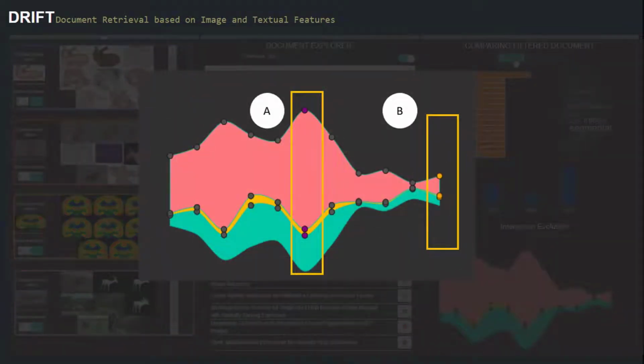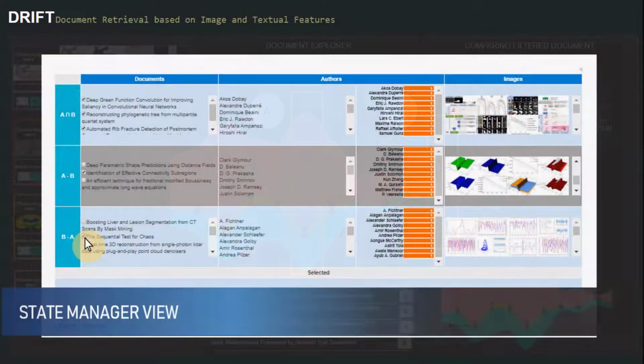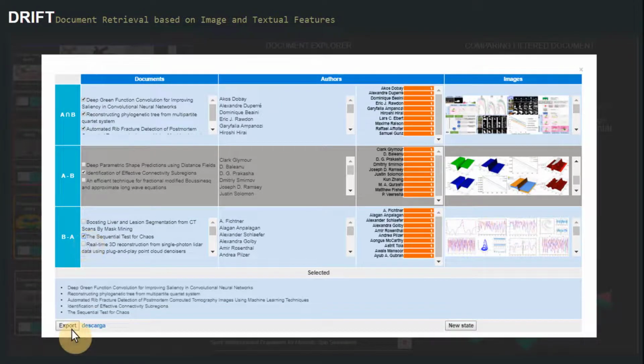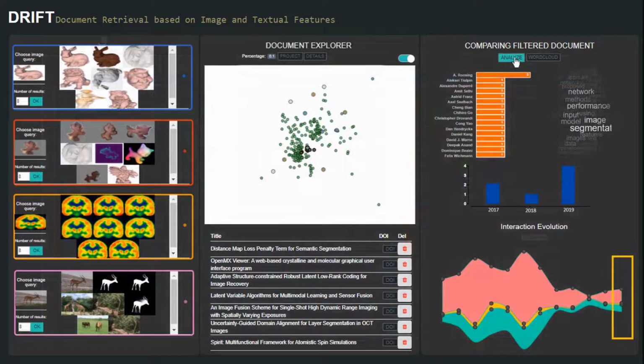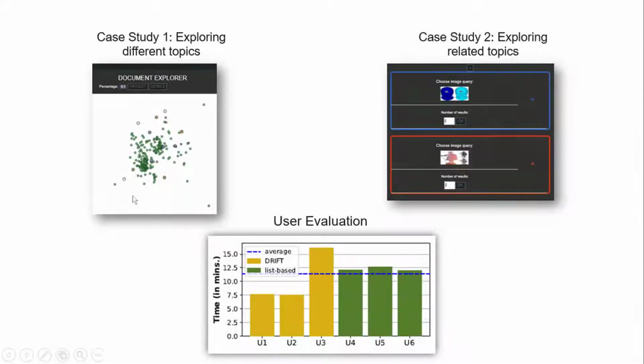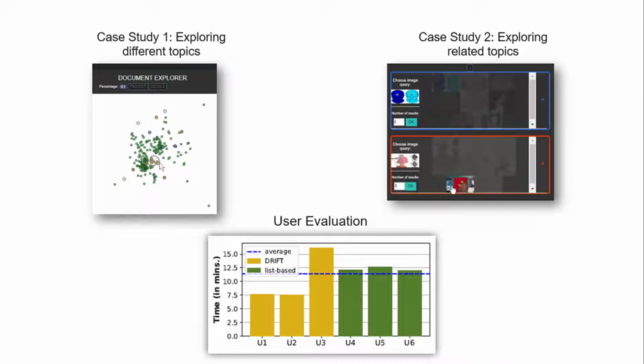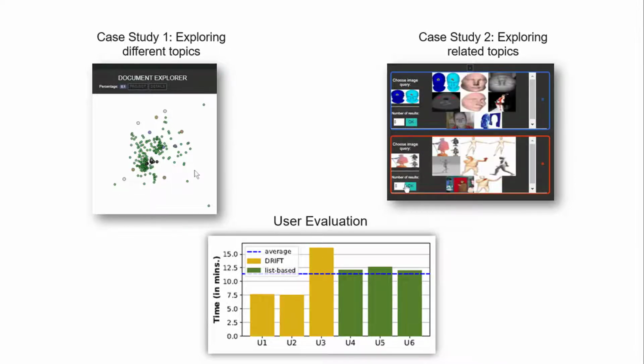Choosing A and B states makes it possible to compare them for filtering. State Manager view. This view displays titles, authors, and images. Besides, it adds the option to select the most important documents for the analyst. Finally, a more filtered state containing pertinent items can be generated. The effectiveness of our approach is shown by performing 2 case studies and a user evaluation, which attest to its usefulness for dealing with large scientific article collections.